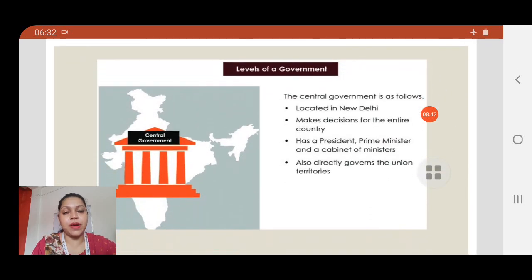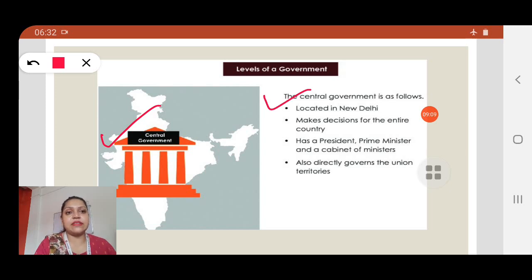Our first part, children, is the central government. Okay, what is the first part? The first part is the central government. And what is a central government? Let's see. Can you see the map of India and the central government? Yes, it's in your book only. Now what is the central government? The first one is the central government. And what is the central government? The central government is as follows.